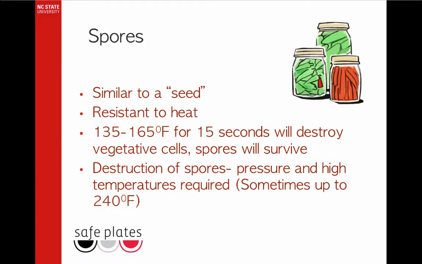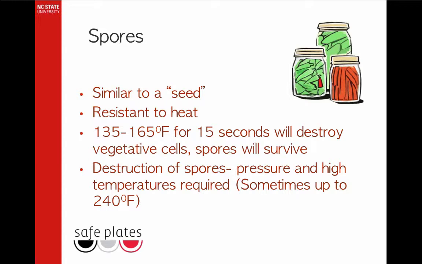Spores, as we just said, are resistant to heat. Proper cooking temperatures range from 135 to 165 degrees Fahrenheit, instantly or for 15 seconds, depending on the food. They will kill vegetative unprotective cells, but not spores. Spores may not be destroyed until they are exposed to temperatures above 240 degrees Fahrenheit.